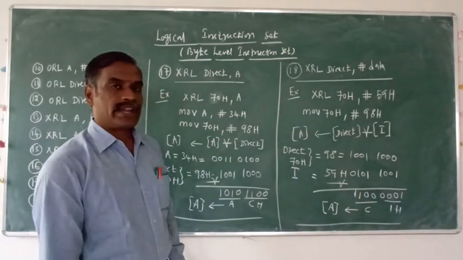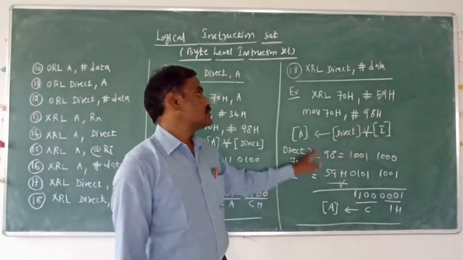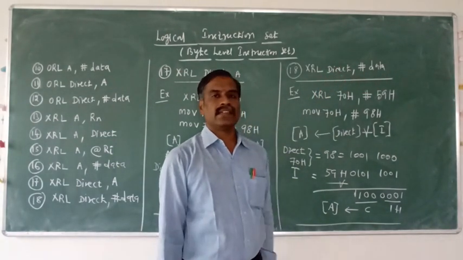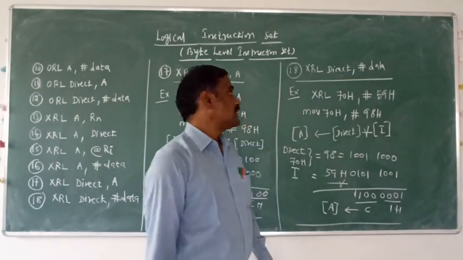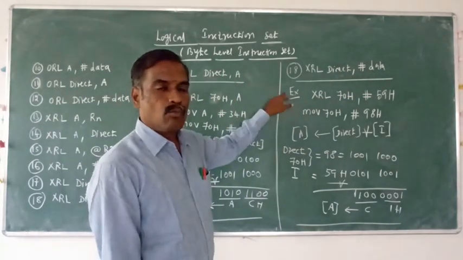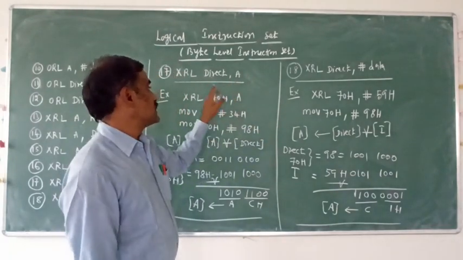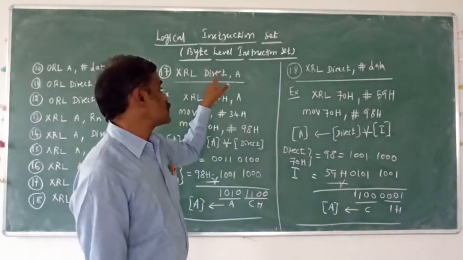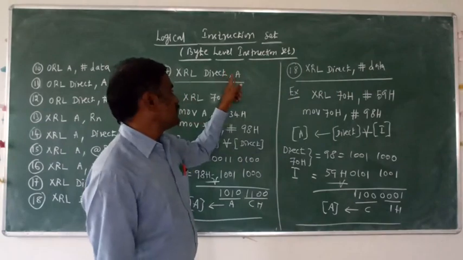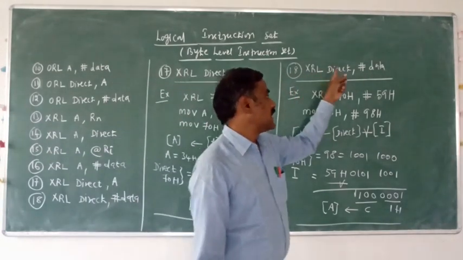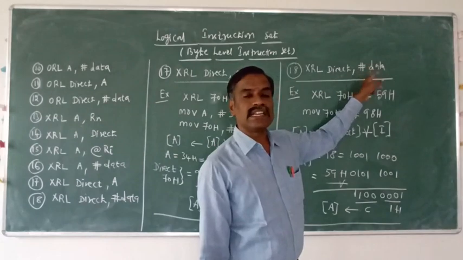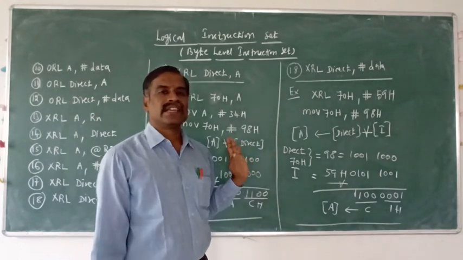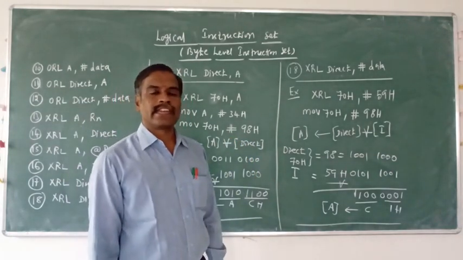This is the operation of logical exclusive OR of the direct memory address location with immediately given 8-bit data. In instructions 17 and 18, both are the same instruction. Here the destination is the same, that is the direct memory address location data, and the source is different. In the 17th instruction the source is the accumulator and in the 18th instruction the source is immediately given 8-bit data, and the result always moves to the A register itself. Any doubt?